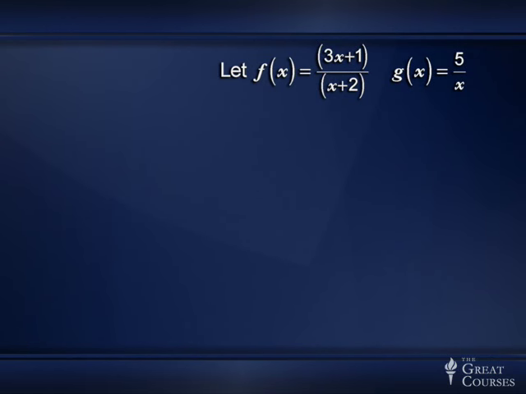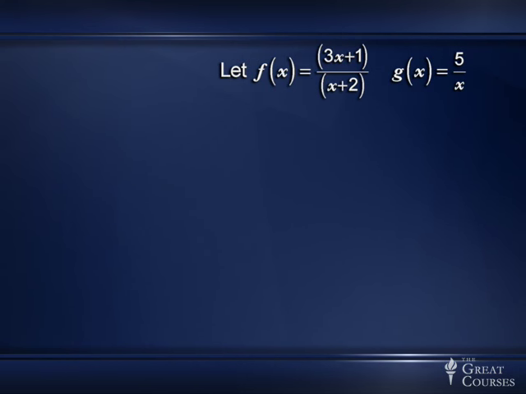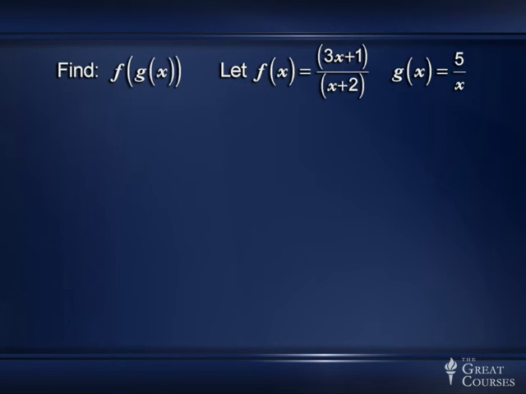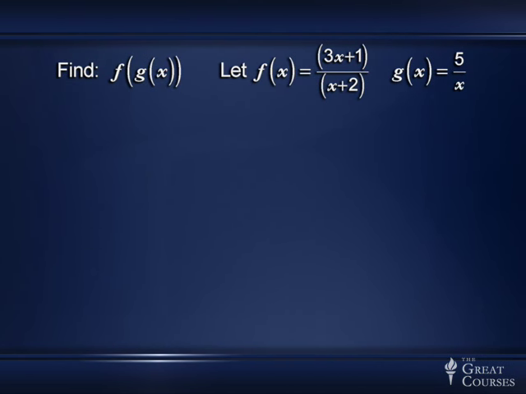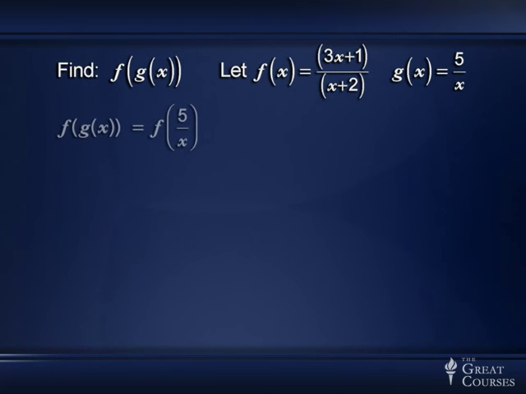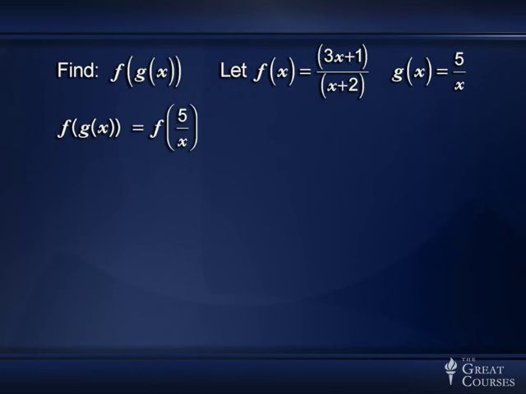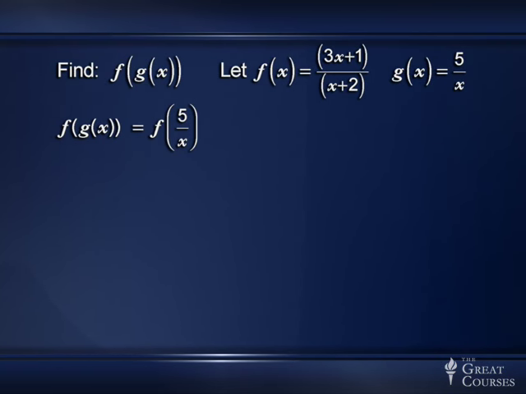Let f of x equal 3x plus 1 over x plus 2, and g of x equal 5 over x. I want us to find f of g of x. So remember what I'm doing. I'm going to take g of x and actually plug it into the f function. So f of g of x is basically f of 5 over x, which means I'm plugging 5 over x in wherever I see an x in the function f.